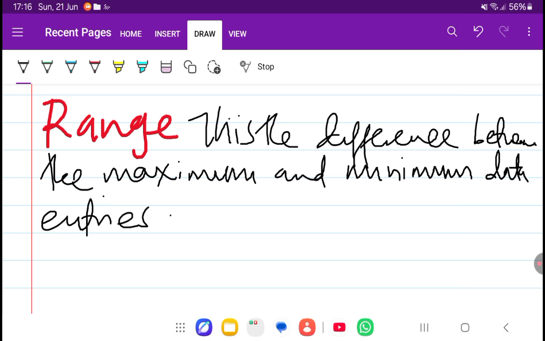That is very easy to get. If they give you values, you pick out the highest and then you pick out the smallest, then you get the difference.